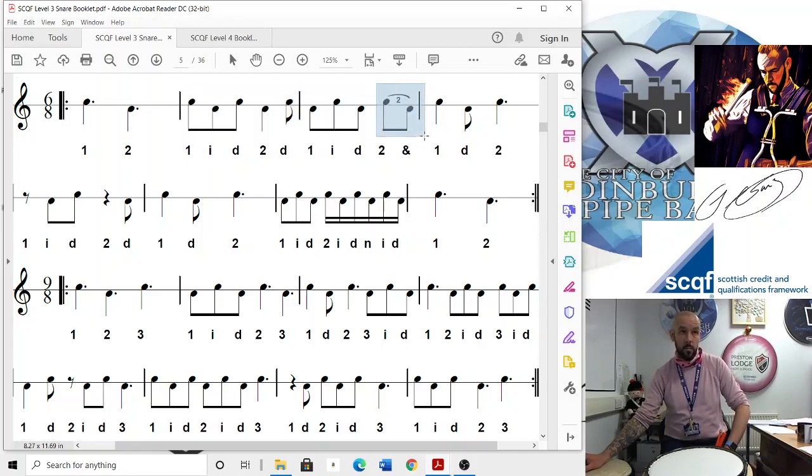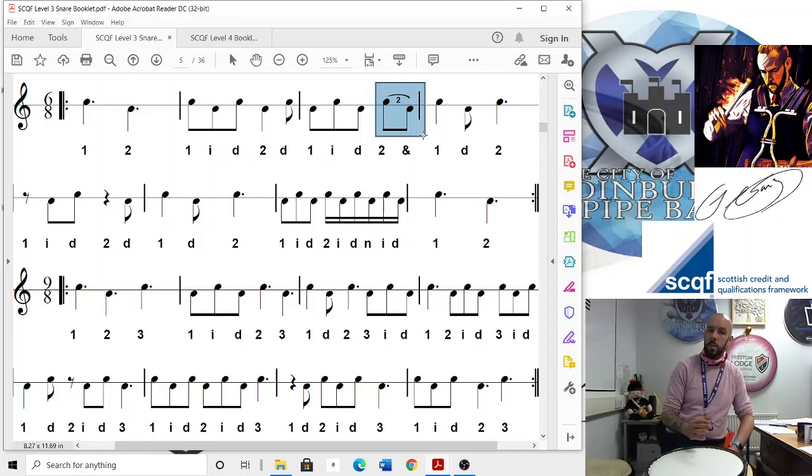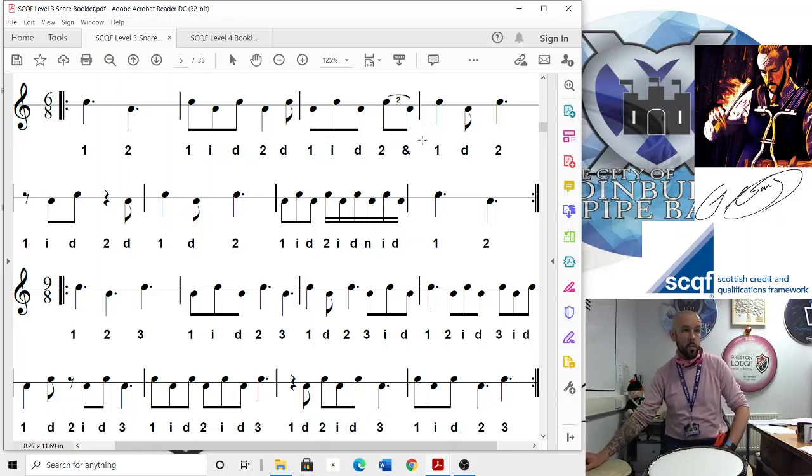Remember from a couple of pages ago, we done counting irregular groups, duplets and triplets. Here's a duplet, so it's 2 and. Same as it would be 1 and 2 and in simple time. So that would be 1 a day 2 and 1 day 2. So the whole line, 1, 2, 1 a day 2 day, 1 a day 2 and 1 day 2.